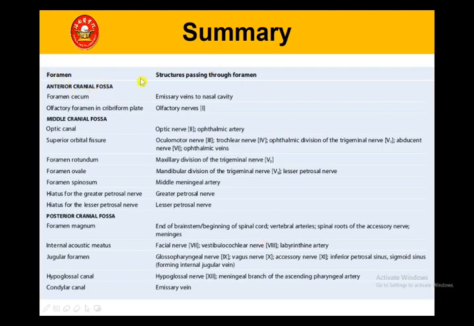In summary, we can see the foramina and what structures pass through them. In the anterior cranial fossa, the foramen cecum transmits a emissary vein to the nasal cavity, and the olfactory foramina in the cribriform plate transmit the olfactory nerve. In the middle cranial fossa, we have the optic canal, superior orbital fissure, foramen rotundum, foramen ovale, spinosum, and the hiatus for the greater and the lesser petrosal nerve. In the posterior cranial fossa, we need to remember the foramen magnum, internal acoustic meatus, jugular foramen, hypoglossal canal, and condylar canal, and the respective structures passing through them. Thank you.